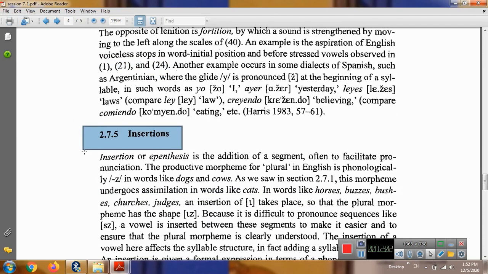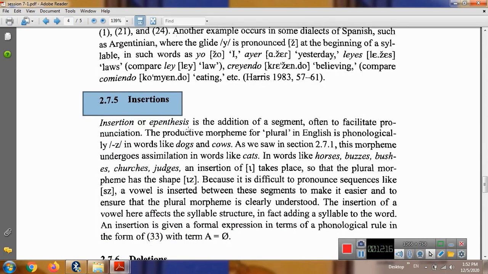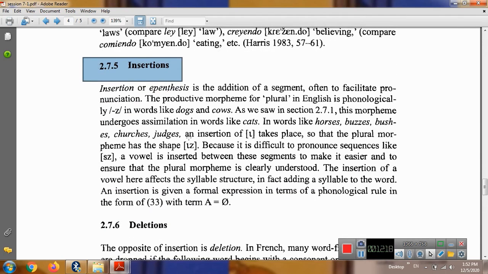Another process is insertion. Insertion, or epenthesis, is the addition of a segment, often to facilitate pronunciation. The productive morpheme for plural in English is phonologically z in words like dogs and cows.